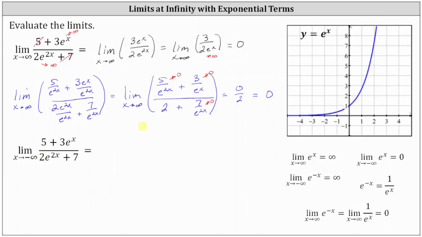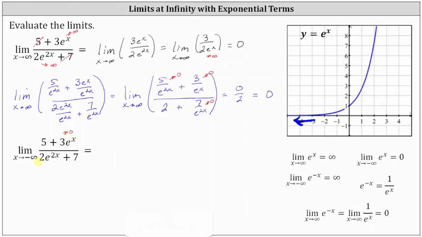And now for the second limit, we have the limit of the same function, but now as x approaches negative infinity. And again, let's check the form. The 5 is not affected by x, and then we have plus 3 e to the x. Well, e to the x approaches 0 as x approaches negative infinity, which we can verify from the graph of y equals e to the x here on the right. Notice as x approaches negative infinity, we can see the function values do approach 0. So if e to the x approaches 0 as x approaches negative infinity, so does 3 e to the x.